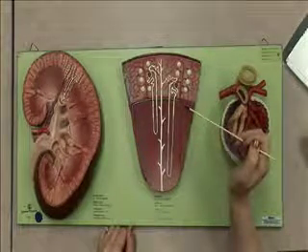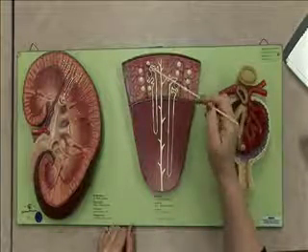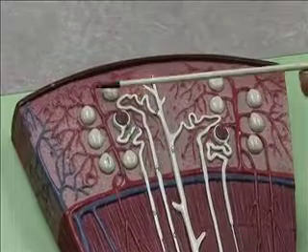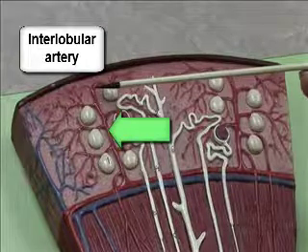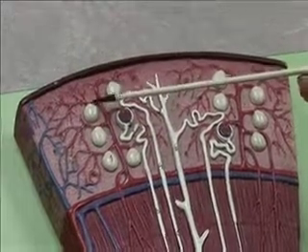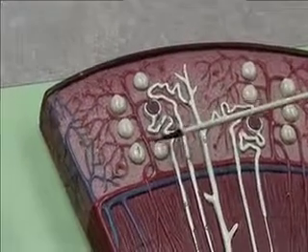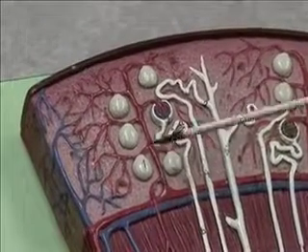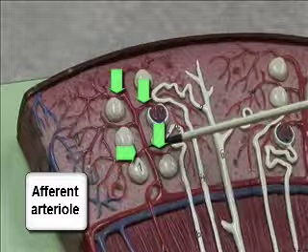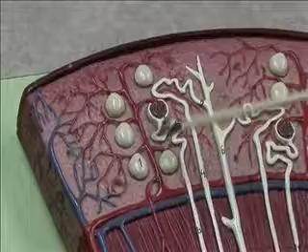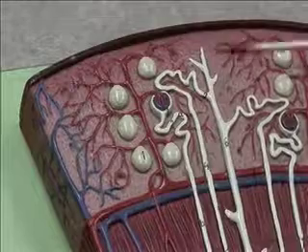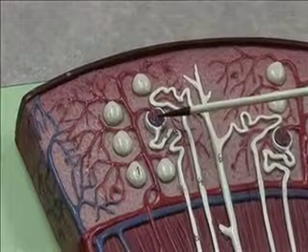On the vascular structures, this artery extending between the renal corpuscles is an interlobular artery. There are small branches going off the interlobular artery toward the renal corpuscles. These are afferent arterioles. Afferent arterioles direct blood off the interlobular artery and through these little filtration apparatuses, the glomerulus.